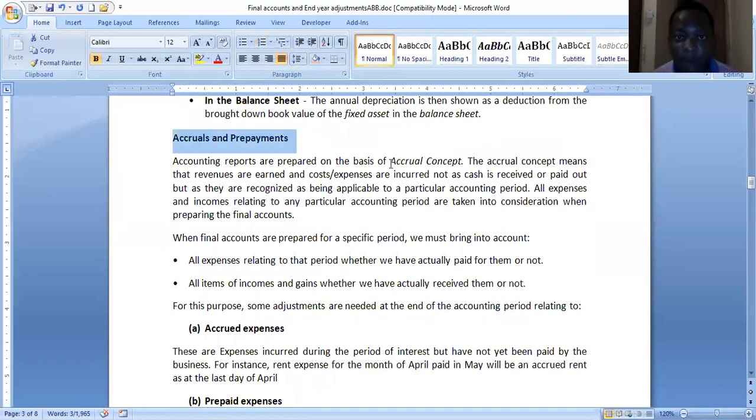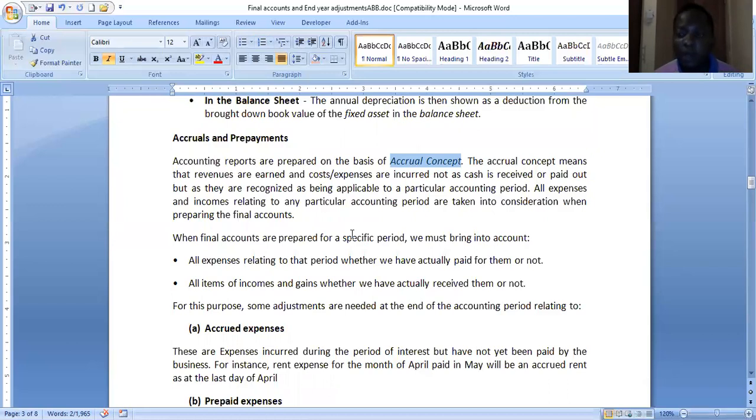Financial statements are prepared on the basis of the accrual concept. So what does the accrual concept mean? In the profit and loss account, we use the accrual concept of accounting. Under the accrual concept, expenses will be recognized in the profit and loss account as and when they are incurred, regardless of whether cash has been paid or not. That is the accrual concept.